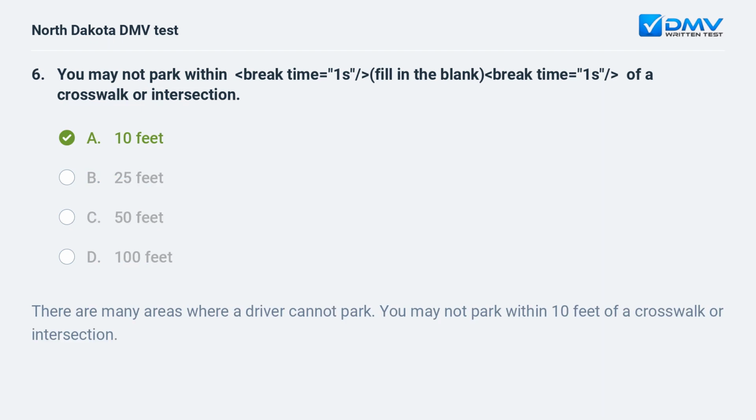A. 10 feet. There are many areas where a driver cannot park. You may not park within 10 feet of a crosswalk or intersection.